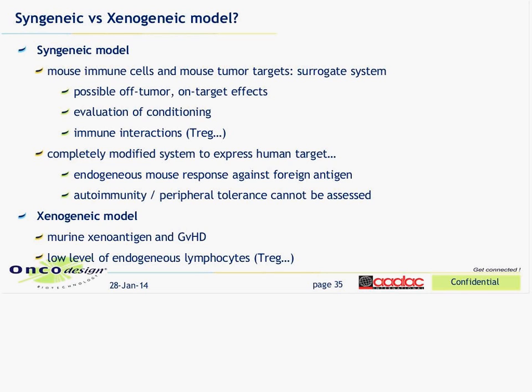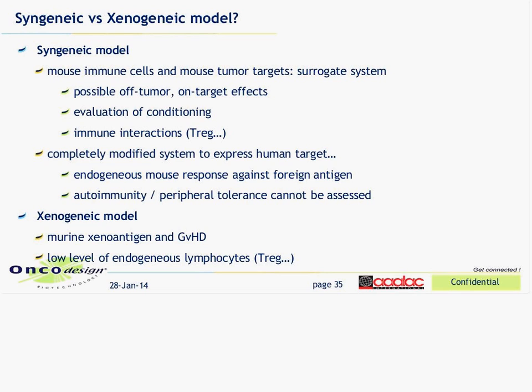The second possibility is to use a chimeric system using immunocompetent mice modified to express the human targets. So in that case, there are some drawbacks, mainly the capacity of the mouse to mount an endogenous response against human antigen, so a foreign antigen as compared to the mouse system. And also there is possibility of autoimmunity response or peripheral tolerance induced in this case.